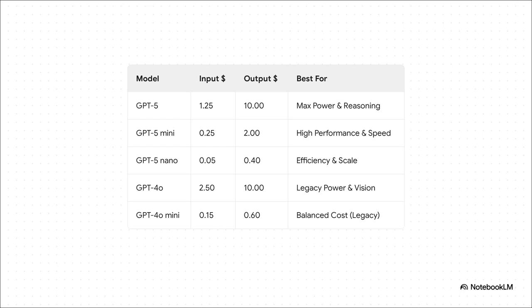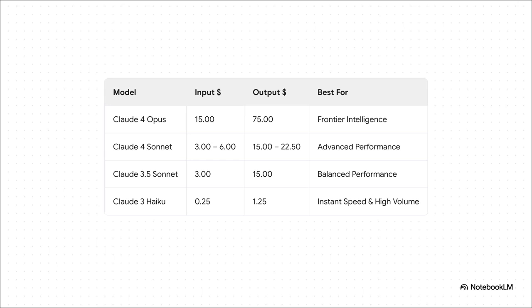Now, if we jump over to OpenAI, guess what? It's a very similar story. The top-tier models have that premium price tag, especially on the output. But then you have these mini and nano versions that are way, way more budget-friendly. The price difference between the top and bottom is just massive.